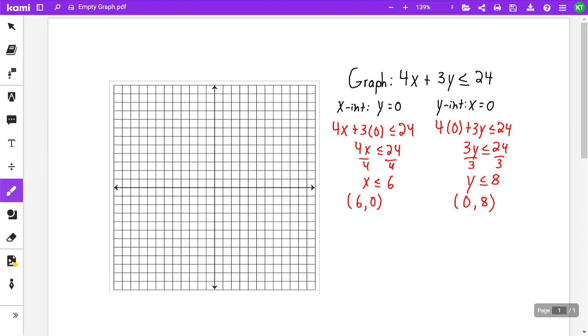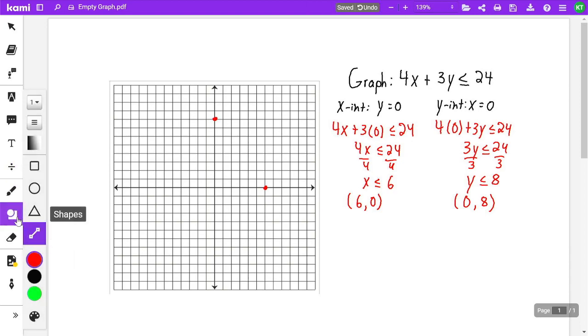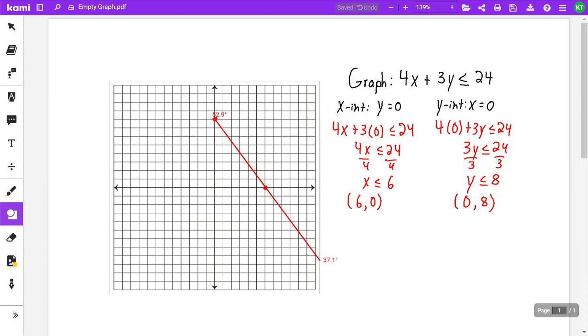And so let's go ahead and graph both of these points. So our x-intercept first of 6, 0, 1, 2, 3, 4, 5, 6. And then our y-intercept of 0, 8, 1, 2, 3, 4, 5, 6, 7, 8. And then using these 2 points, we're going to be creating a line to connect the both of them. So it'll look something like this.